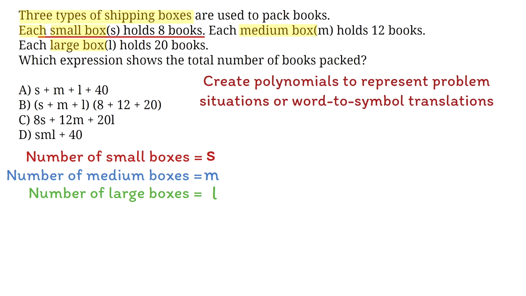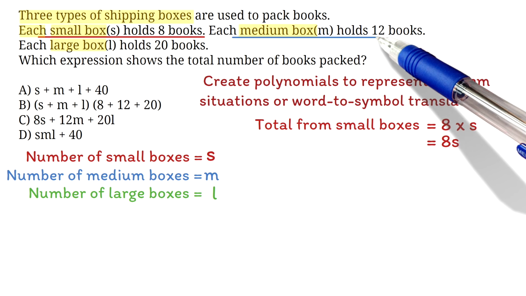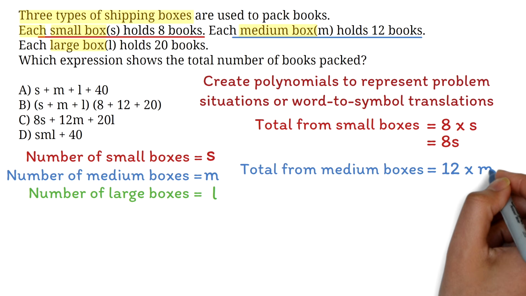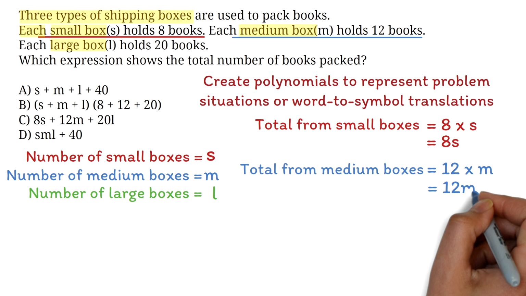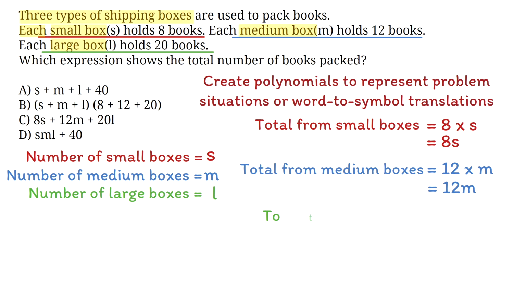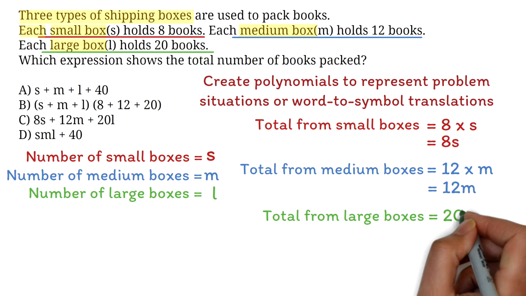Because the word each is used, we know we need to multiply. So, total from small boxes equals 8 times S. This gives us 8S. Each medium box holds 12 books. So, total from medium boxes equals 12 times M. This gives us 12M. Each large box holds 20 books. So, total from large boxes equals 20 times L.